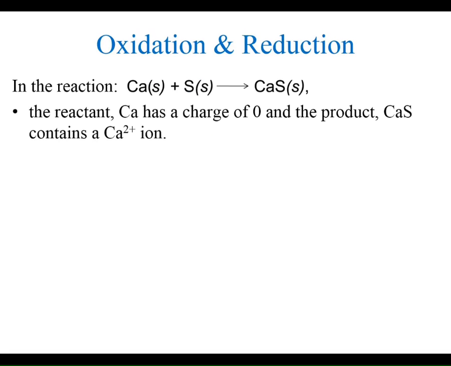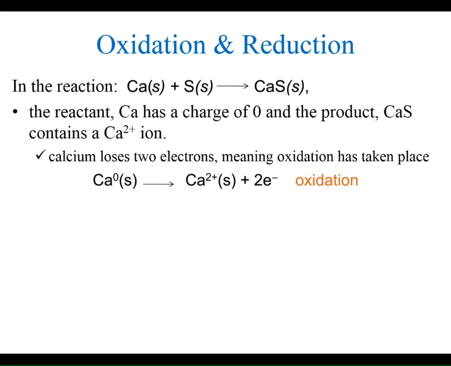Let me look at a simple example here. Write this reaction down: calcium plus sulfur goes to calcium sulfide. Let's consider what's happening to the two different elements. What's happening to the calcium? What's happening to the sulfur? On the left side, we have calcium, just a metal, so it's not charged. It's 0. Then on the right side, now it's in a compound, right? Calcium's in group 2, so it goes to calcium 2+.